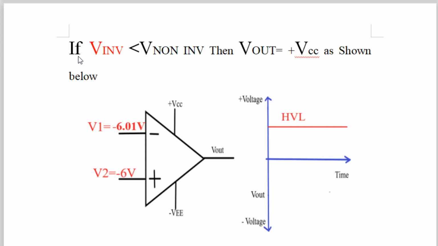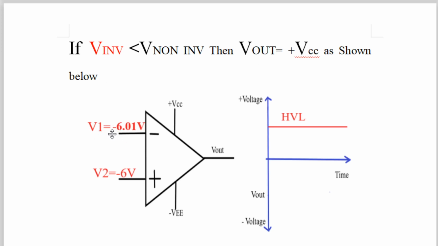The next case is what? If V inverting is less than V non-inverting, or it can be read mathematically like this, V non-inverting is greater than V inverting, then the output voltage of the op amp, V out, is equal to plus VCC, as shown below. So now we'll again see here what we have done.